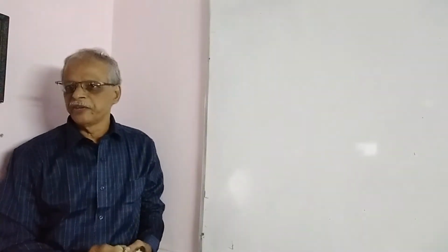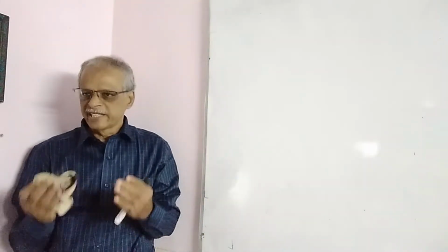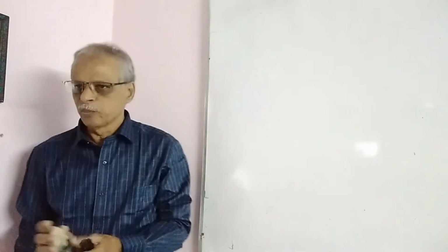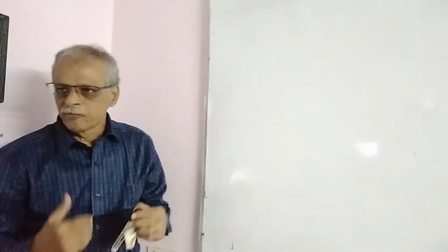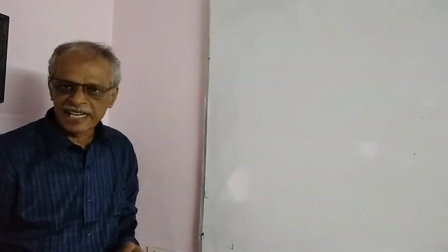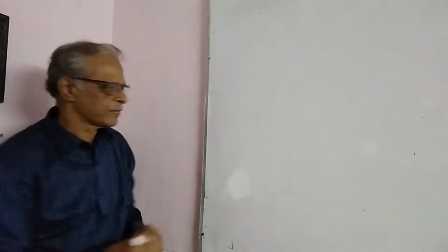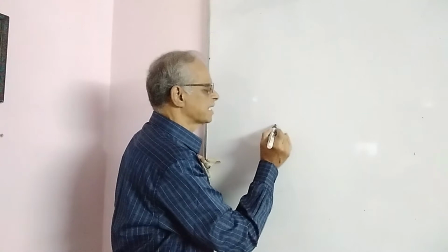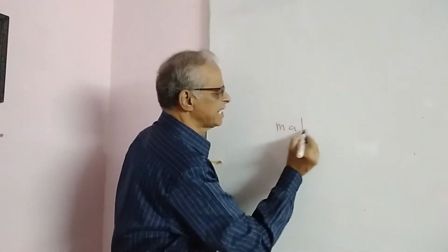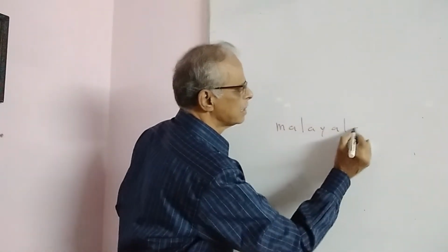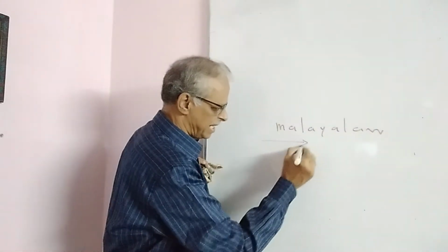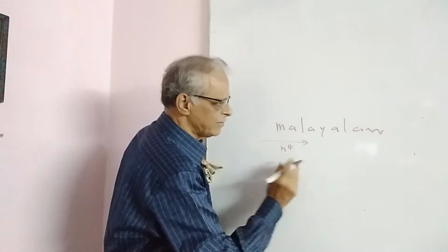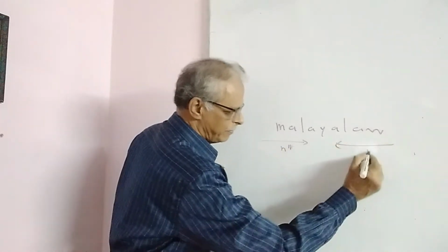Before coding, we have to analyze how to check whether a given string is a palindrome. We have to check the nth character from the beginning with the nth character from the end. Suppose the given string is Malayalam. We have to check the nth character from the beginning with the nth character from the end.